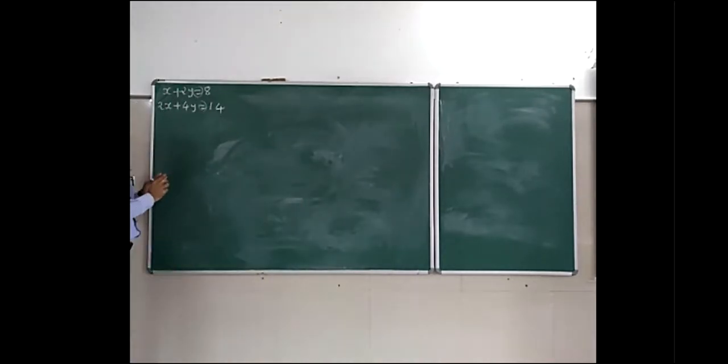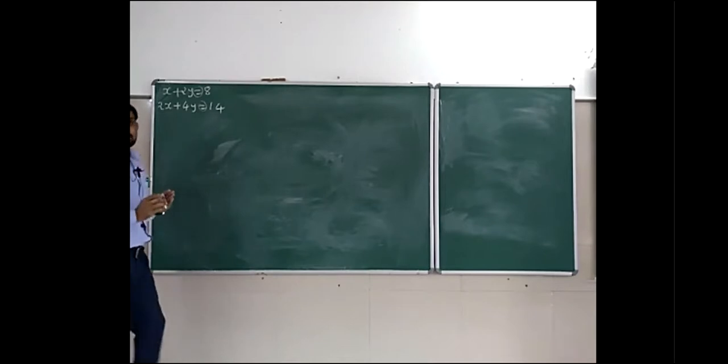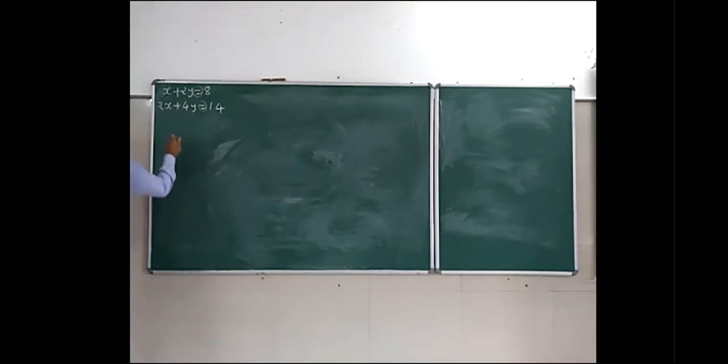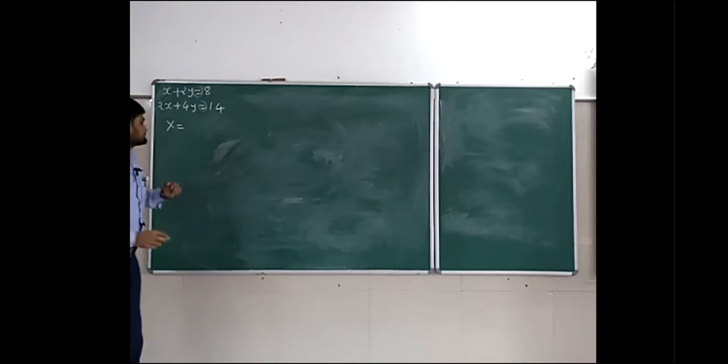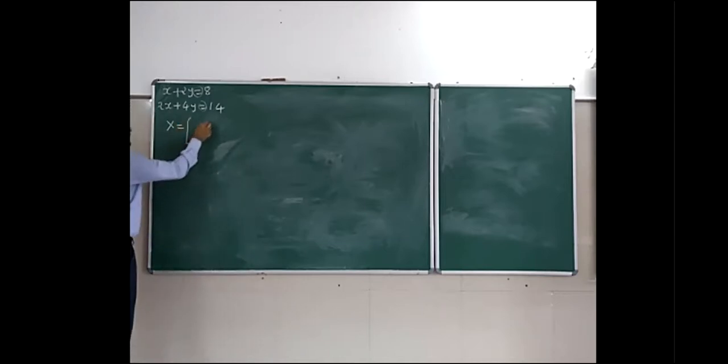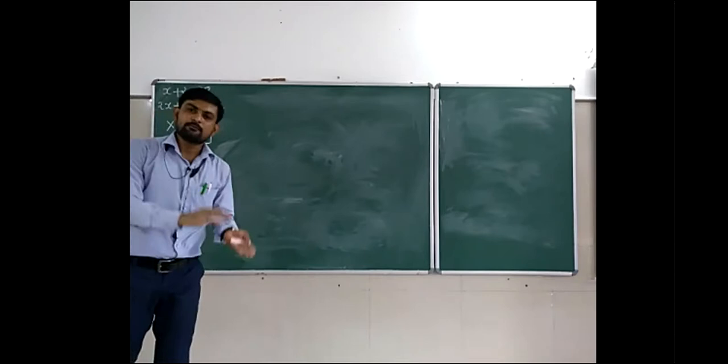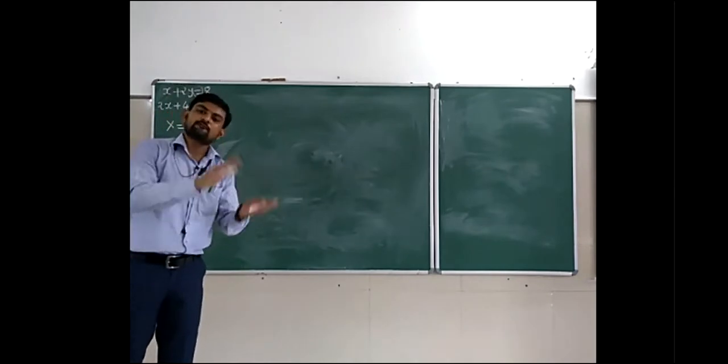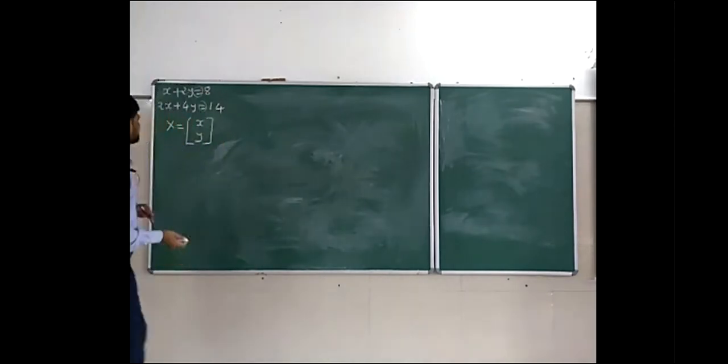First of all, whenever you are given the equations, you have to fit this formula. What is the formula? Here we have to find X. X is a vector. How many variables are there? Two, x and y. So we'll write here capital X equal to variable x and variable y, that is the price of x and price of y.